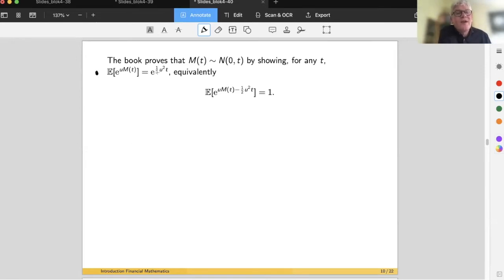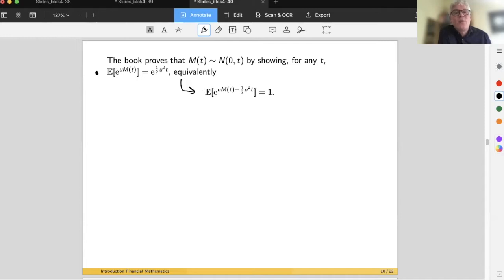Equivalently, if we divide left and right hand side by this right hand side, which is a deterministic term, so we can take it under the expectation sign, this is equivalent to the expectation of e to the power u M_t minus 1/2 u squared t being equal to 1. Again, if we divide by this term, we end up with 1 here, and this term here.